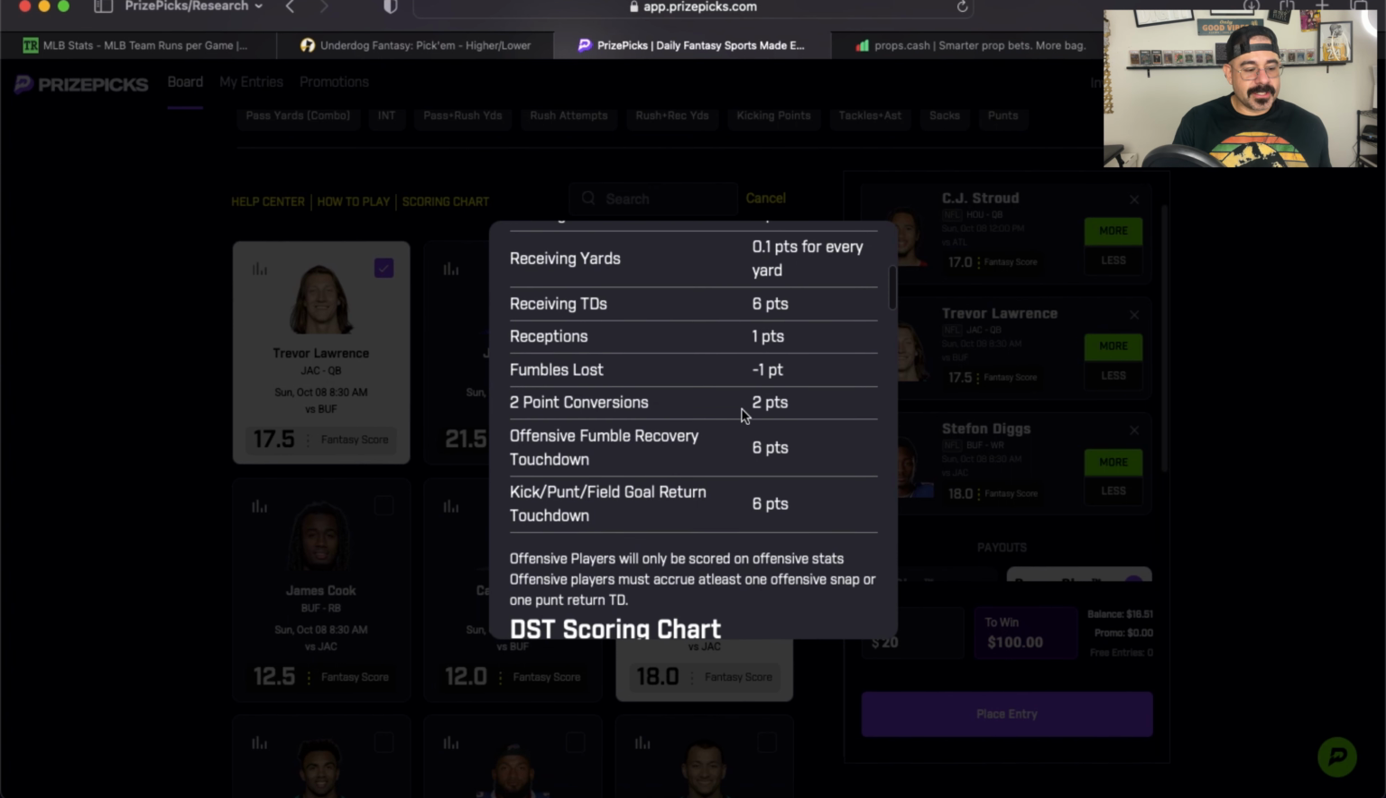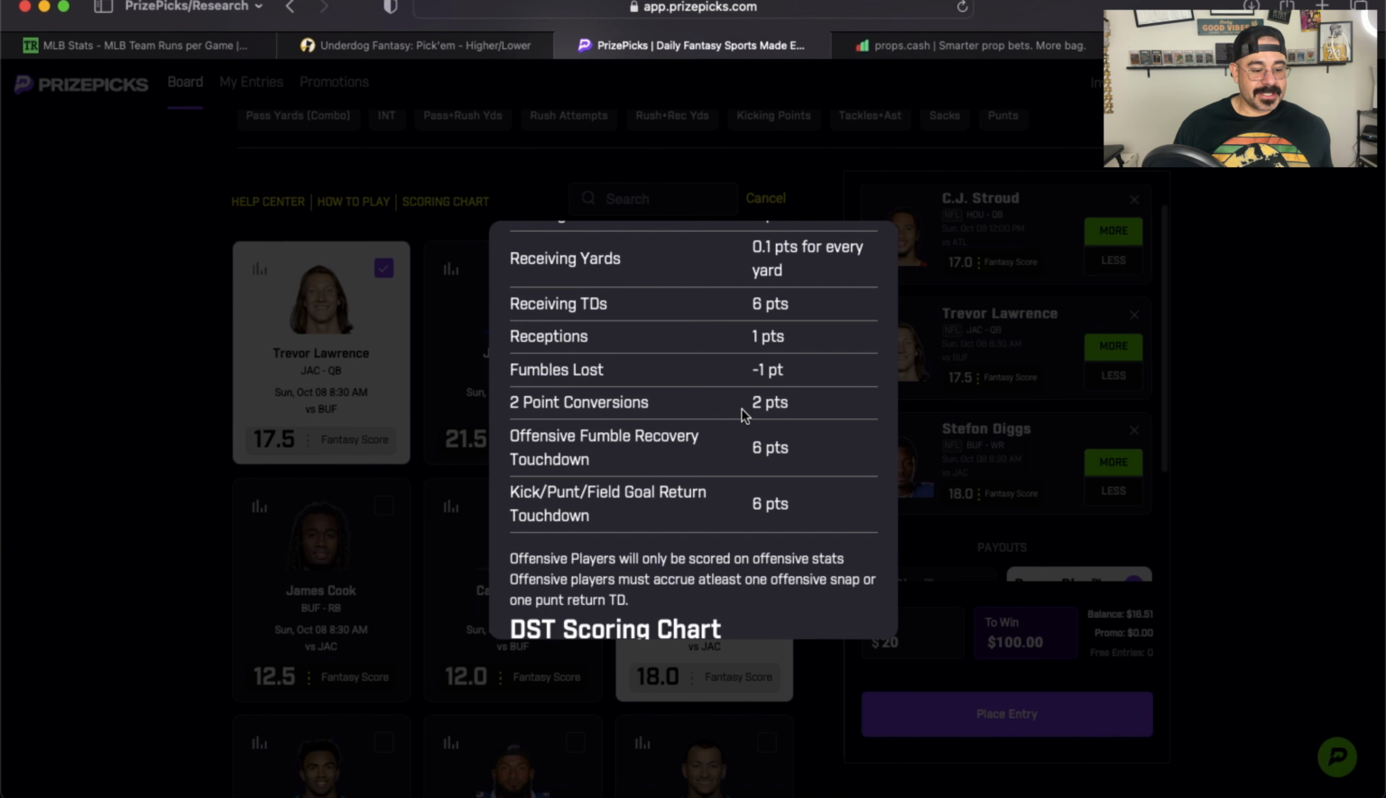Fumbles lost, we already covered that. 2-point conversions. Now this is kind of cool because if you have a quarterback and receiver, or quarterback and running back, in your slip, and a 2-point conversion is good, let's say quarterback to receiver, you have both of those guys in your lineup. You're going to get 2 points for each one. Quarterback threw a pass to a receiver, and they each get 2 points for that. So that's kind of cool, and that's kind of a nice little correlation there to keep in mind.